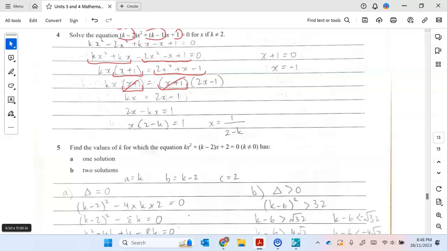Then what did I do? I'm trying to think. Bring your x terms together. This is quite a tricky question. 2x minus kx equals 1, and then bringing that x out as a common factor. So we get x equals 1 over 2 minus k.